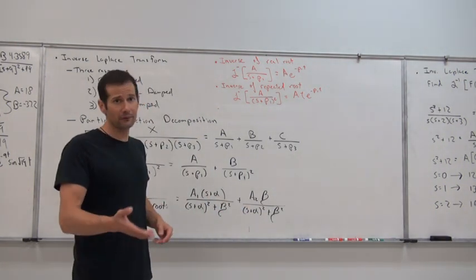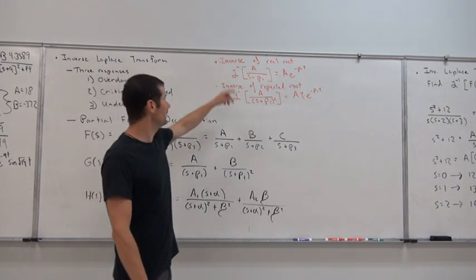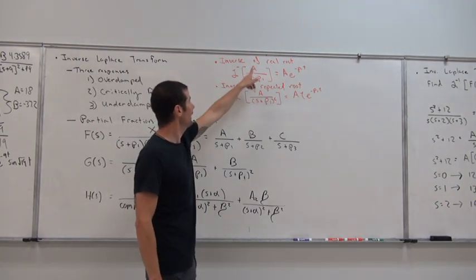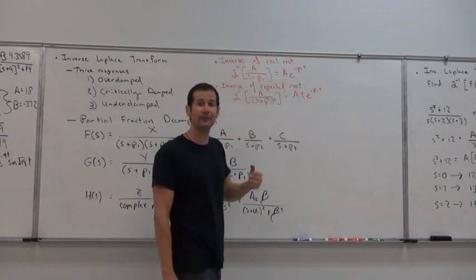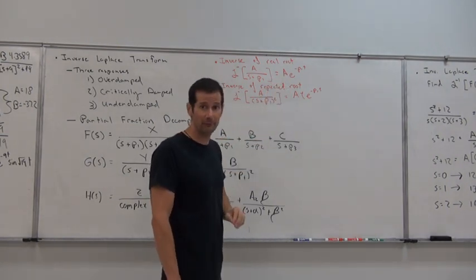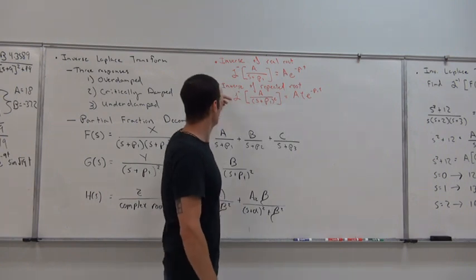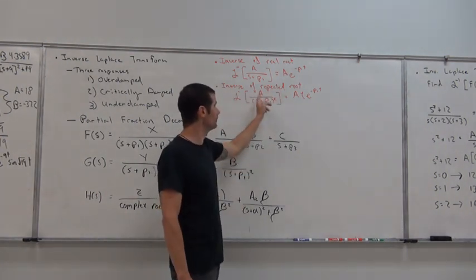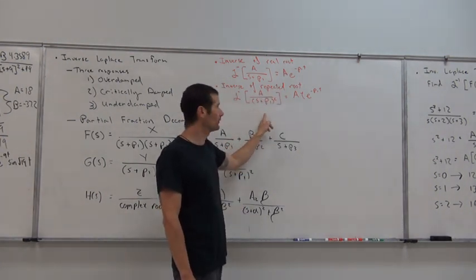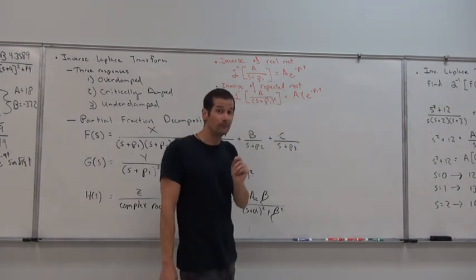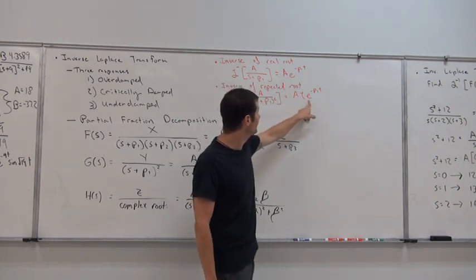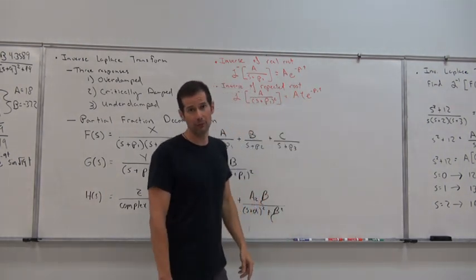So the actual inverse Laplace transform of basically a real root, a over s plus p1, is equal to a times the exponential e to the negative p1 times t. For the inverse Laplace transform of a repeated root, here we have a over s plus p1 squared. That equals a times t. We multiply that by time times the exponential of negative p1 times t.